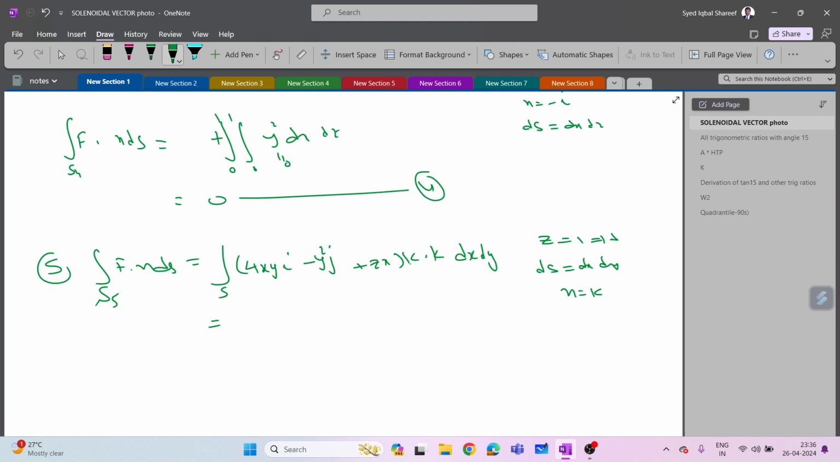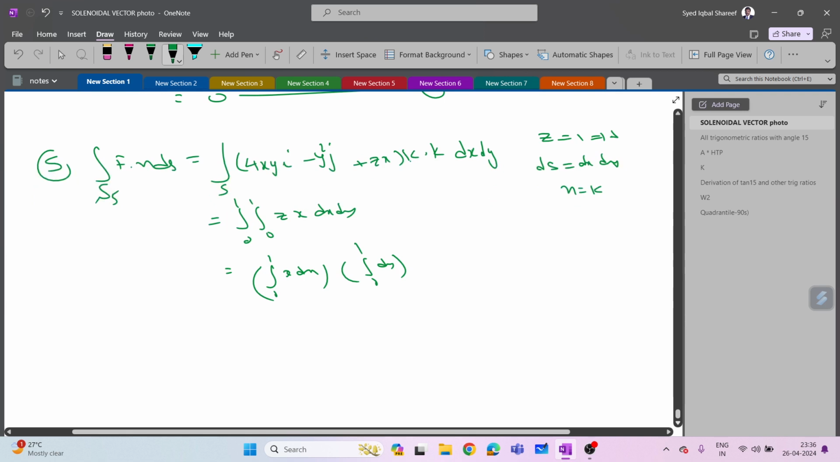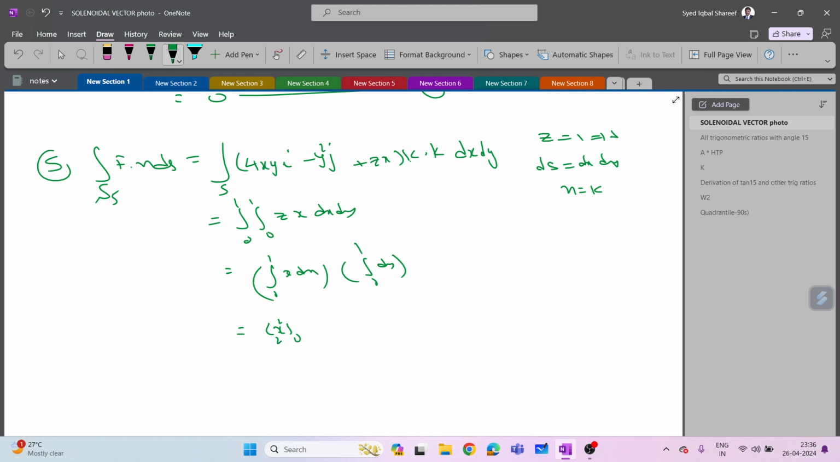So the double integral from 0 to 1 of zx dx dy, and z is 1. It reduces to the integral from 0 to 1 of x dx times the integral from 0 to 1 of dy. This gives x square by 2 from 0 to 1, y from 0 to 1. So this is 1 by 2 times (1 minus 0) times (1 minus 0). So this is half, making equation number 5.